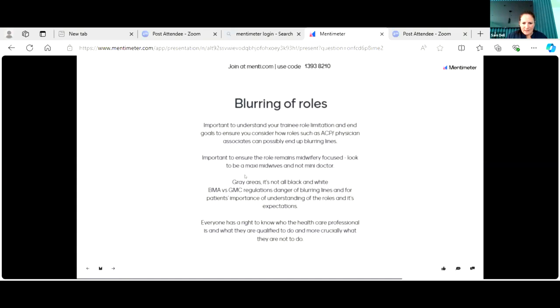Everyone, like I say, everyone has a right to know who the healthcare professional is and what they are qualified to do, and more crucially, what they are not able to do. So it's really, really important that you don't blur those lines, even though how difficult it can be, and no matter how hard it can be, that you work within your role and work within that job description to not just safeguard yourself, but safeguard your patients.